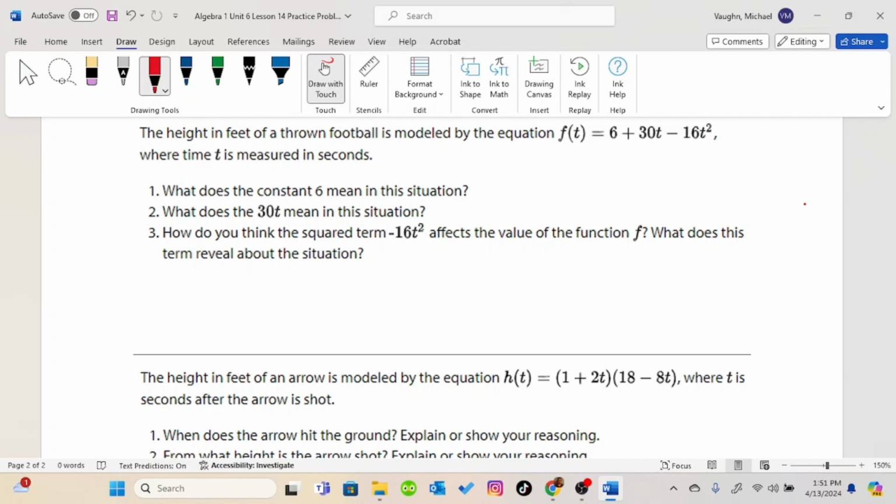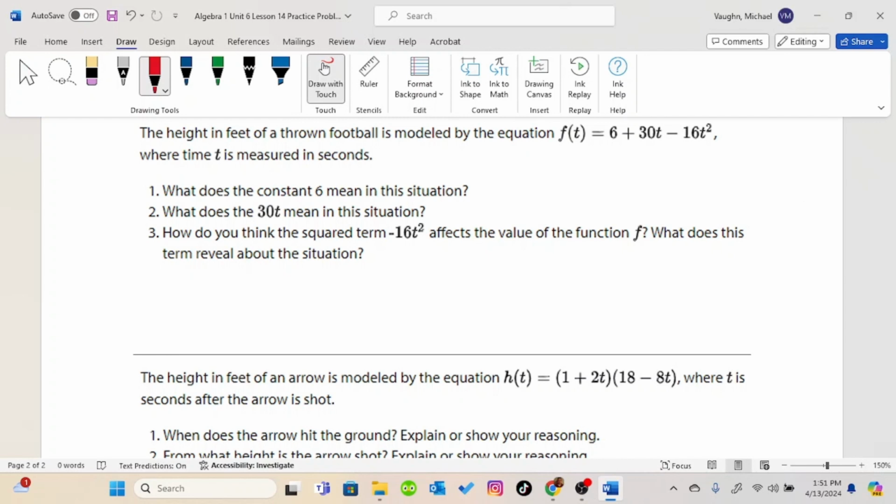The height in feet of a thrown football is modeled by the equation f of t equals 6 plus 30t minus 16t squared, where time, t, is measured in seconds. Number 1, what does the constant 6 mean in this situation?